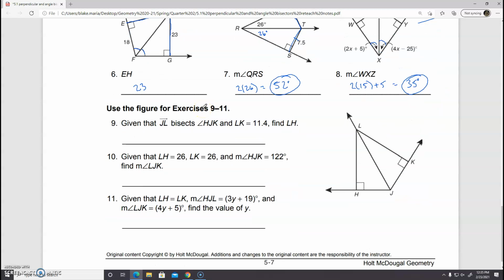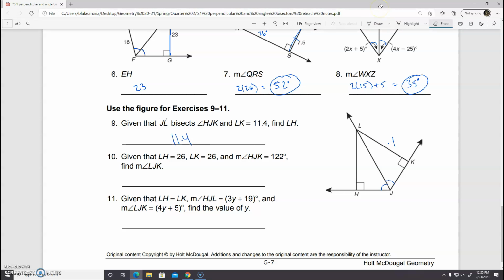All right, next one. So we're going to actually mark some stuff in this picture. These are all individual problems, but same picture. Given that JL bisects angle HJK, so we know this is bisected. And LK is 11.4. Find LH. Well, if it's an angle bisector, that's 11.4, that's 11.4. That one wasn't bad.